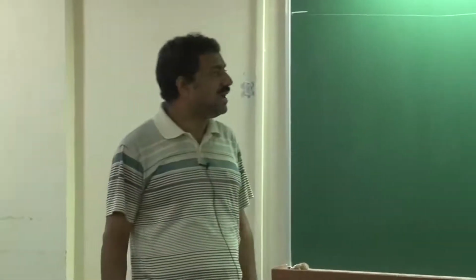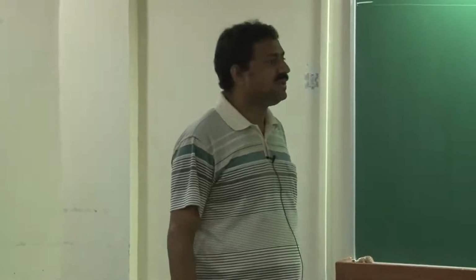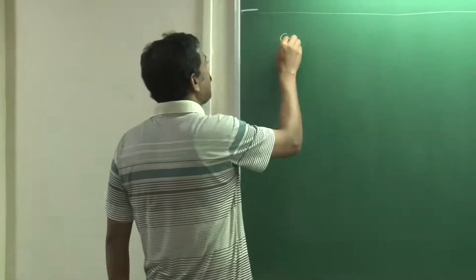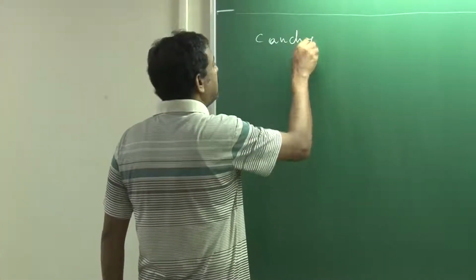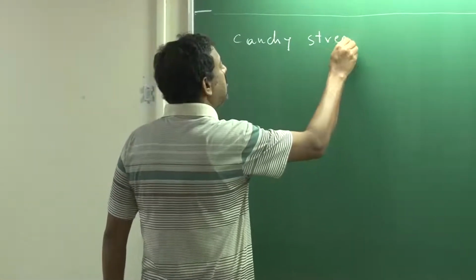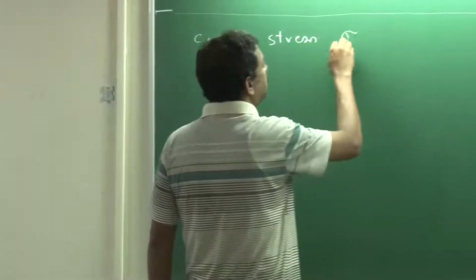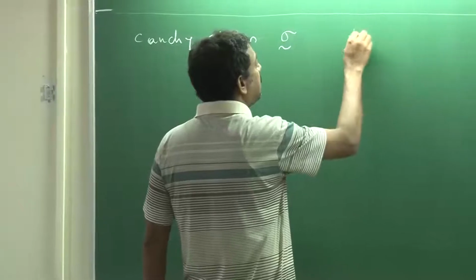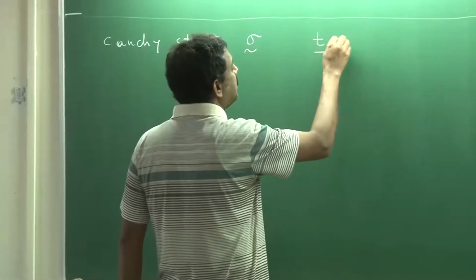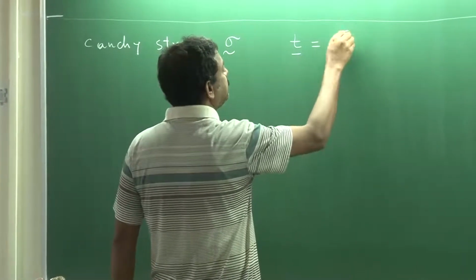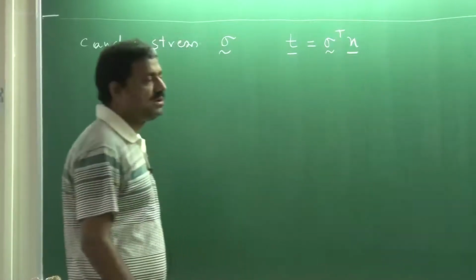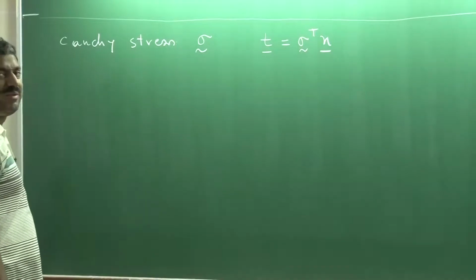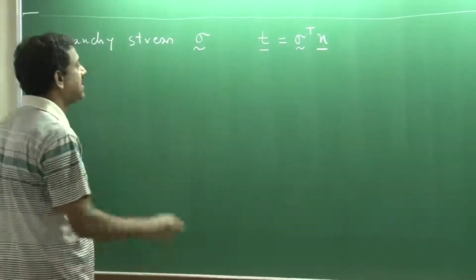different balance laws, angular momentum balance and linear momentum balance, right, and we have defined the Cauchy stress tensor, which we have denoted as sigma tilde, right, and that relates the traction vector at a plane with the unit normal vector of that plane by that relationship.